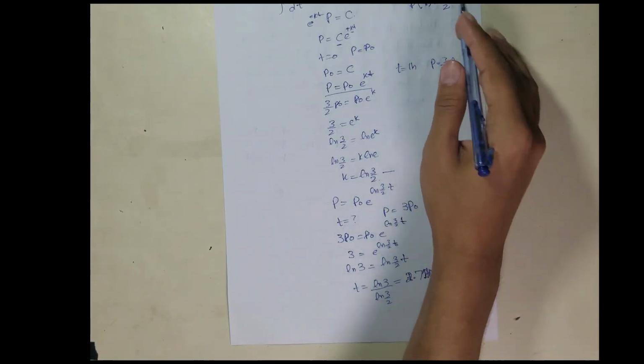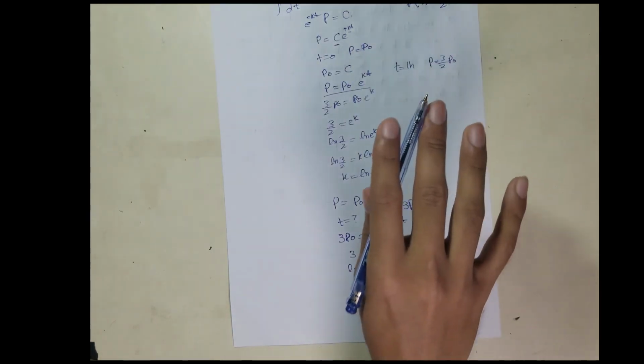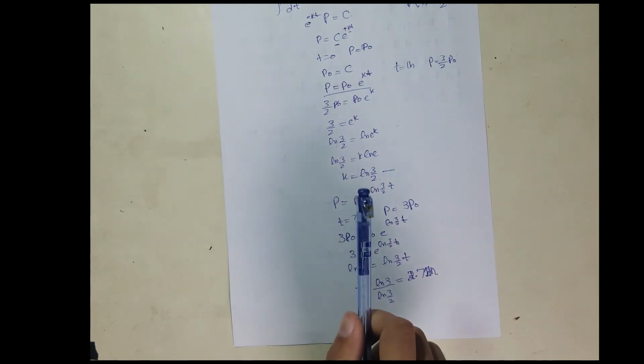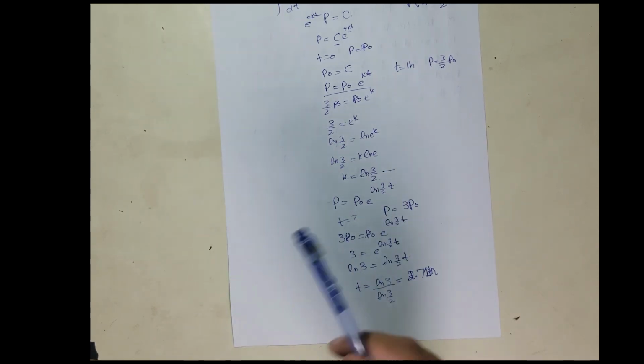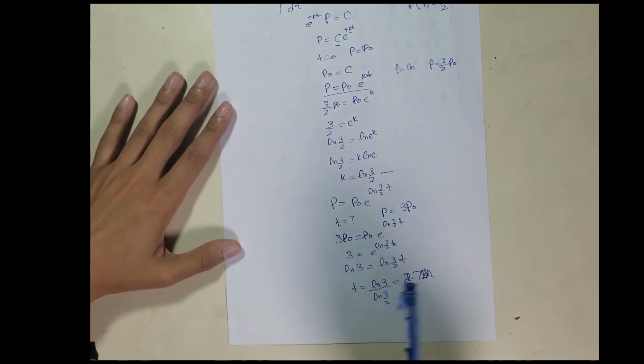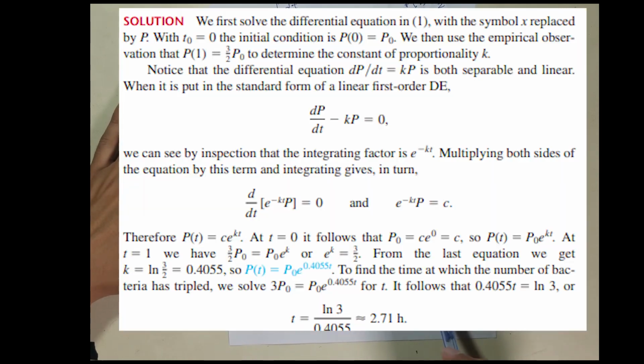So analyzing the solution, it means that the actual number P naught of bacteria present at time t equal to 0 played no part in determining the time required for the number in the culture plate to triple. The time necessary for an initial population of, say, 100 or 10 lakh bacteria to triple is still approximately 2.71 hours. So the time to become 3 times the original population is always 2.71. It does not matter whether the initial bacteria is 100 or 1000.